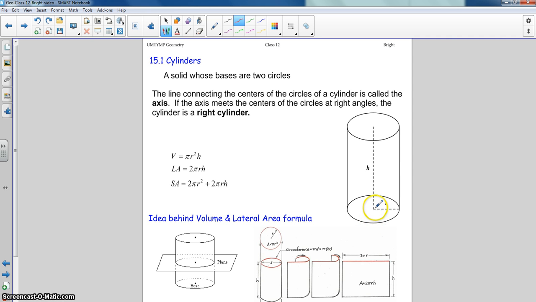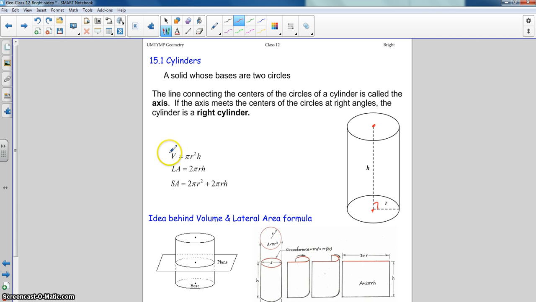Now we talk about the line connecting the centers of the circles, so here would be a center and here would be a center. We talk about that line connecting the two centers as the axis of the cylinder. If the axis meets the bases at right angles, meaning that if this is a right angle here, then we say that the cylinder is a right cylinder. Otherwise, we could have a cylinder that looks kind of oblique, like the oblique prisms, but typically when we do these calculations, at least in this course, we're going to assume that the cylinders are right.